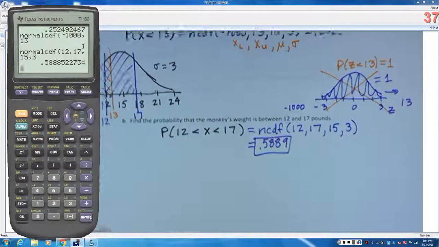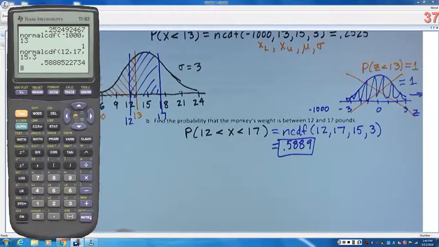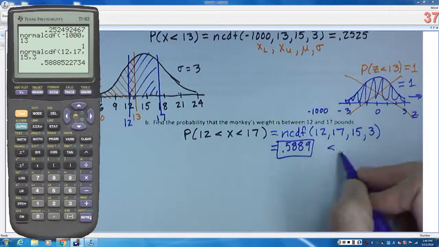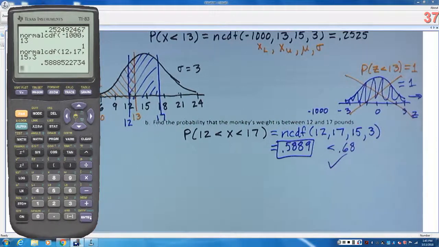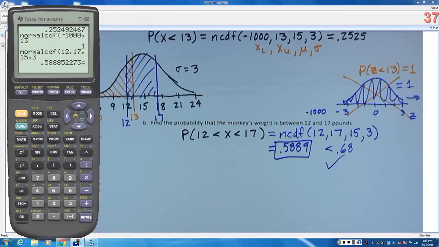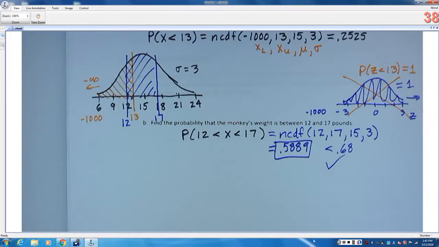And that's the answer. Does it make sense for what we shaded? Yes. It is less than 0.68. So you should make sure your answer makes sense. And we'll stop there. Do you want me to show you what happens if you leave off the mean and standard deviation? Do you believe me that you'll get 0? Oh, you get 1 times 10 to the minus 33. That's 0. If you get crazy answers like that, you're leaving off the mean and standard deviation of x. All right. We're done for today.